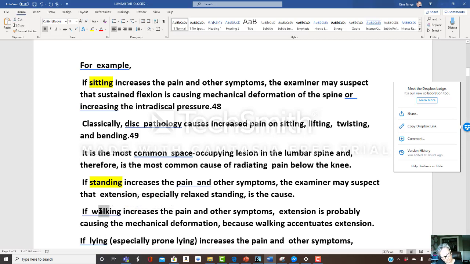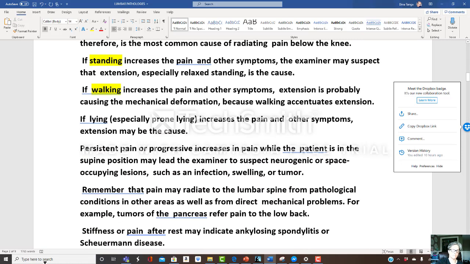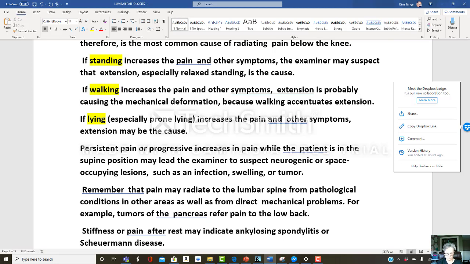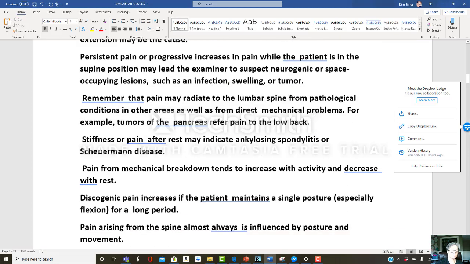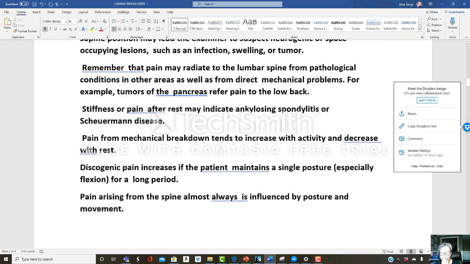If standing increases the pain and other symptoms, the examiner may suspect that extension, especially relaxed standing, is the cause. If walking increases the pain and other symptoms, extension is probably causing the mechanical deformation, because walking accentuates extension. If lying, especially prone lying, increases the pain and other symptoms, extension may be the cause. Persistent pain or progressive increases in pain while the patient is in the supine position may lead the examiner to suspect neurogenic or space-occupying lesions, such as an infection, swelling, or tumor. Remember that pain may radiate to the lumbar spine from pathological conditions in other areas as well as from direct mechanical problems.